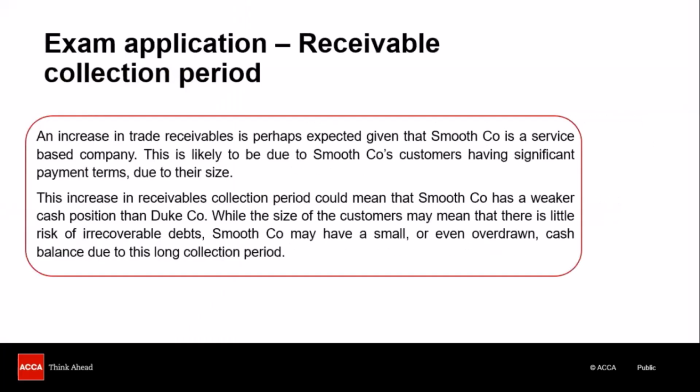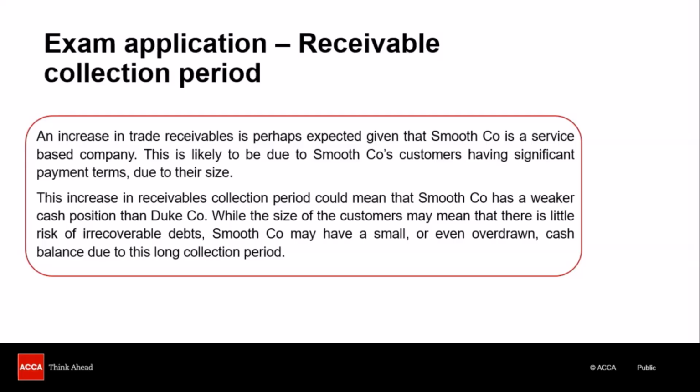Now, taking an example from the past exam papers where we saw the receivable collection period question, let's see that it says that an increase in trade receivables is perhaps expected given that Smooth Company is a service-based company. This is likely to be due to Smooth's customers having significant payment terms due to their size. Now, in this particular question, they had mentioned that Smooth Company was a service-based company. So the inventory part was already not there. The receivable aspect that was more related to the services.